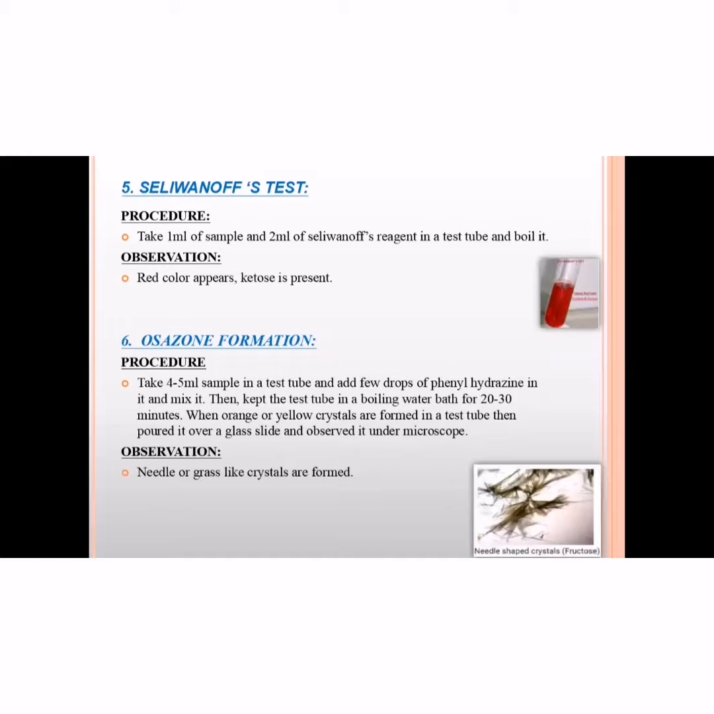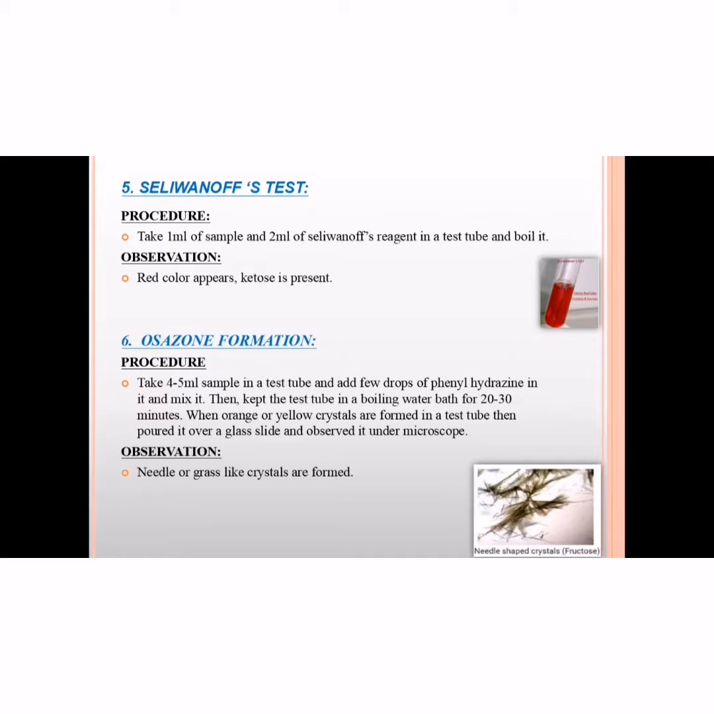Then to perform the Seliwanoff test, we will take 1 milliliter of sample and 2 milliliter of Seliwanoff reagent in a test tube and boil it. By doing so, we will observe that a cherry red color appears, which shows that ketose is present. All these tests will indicate that the sample is fructose.